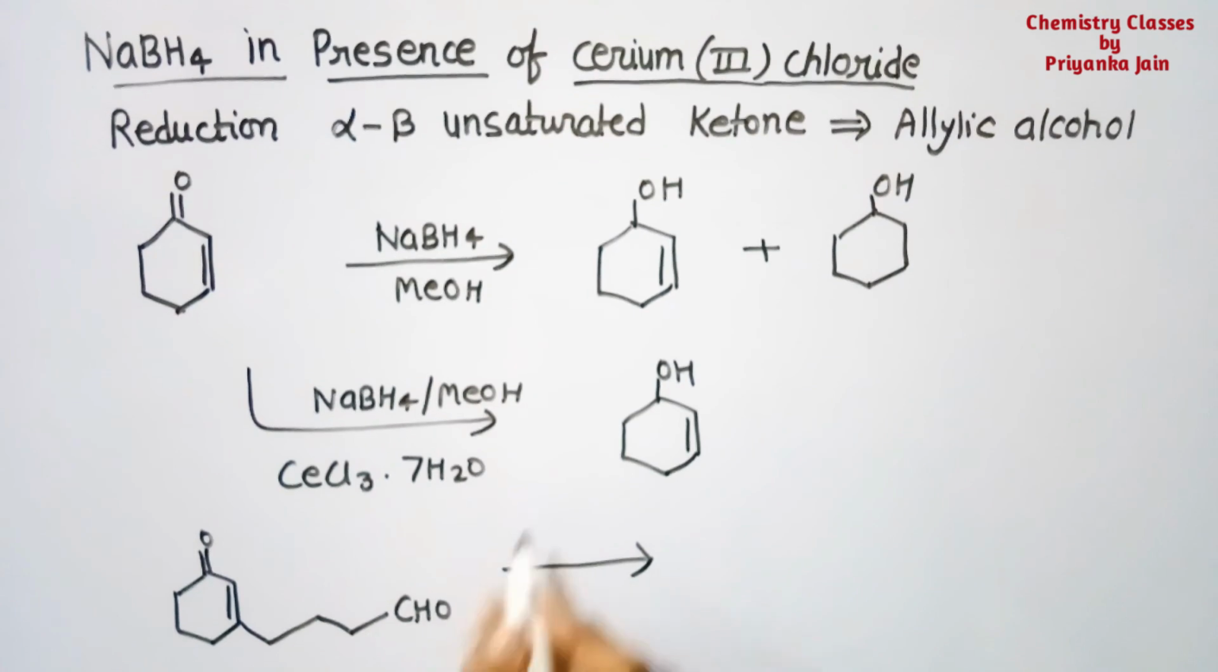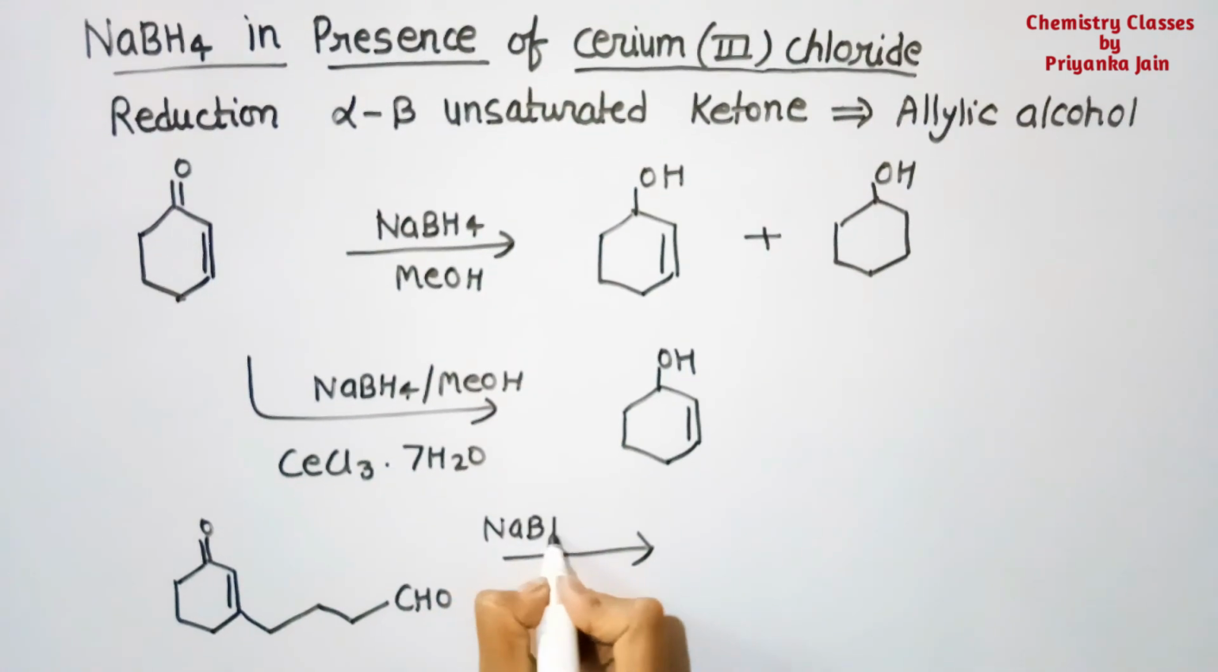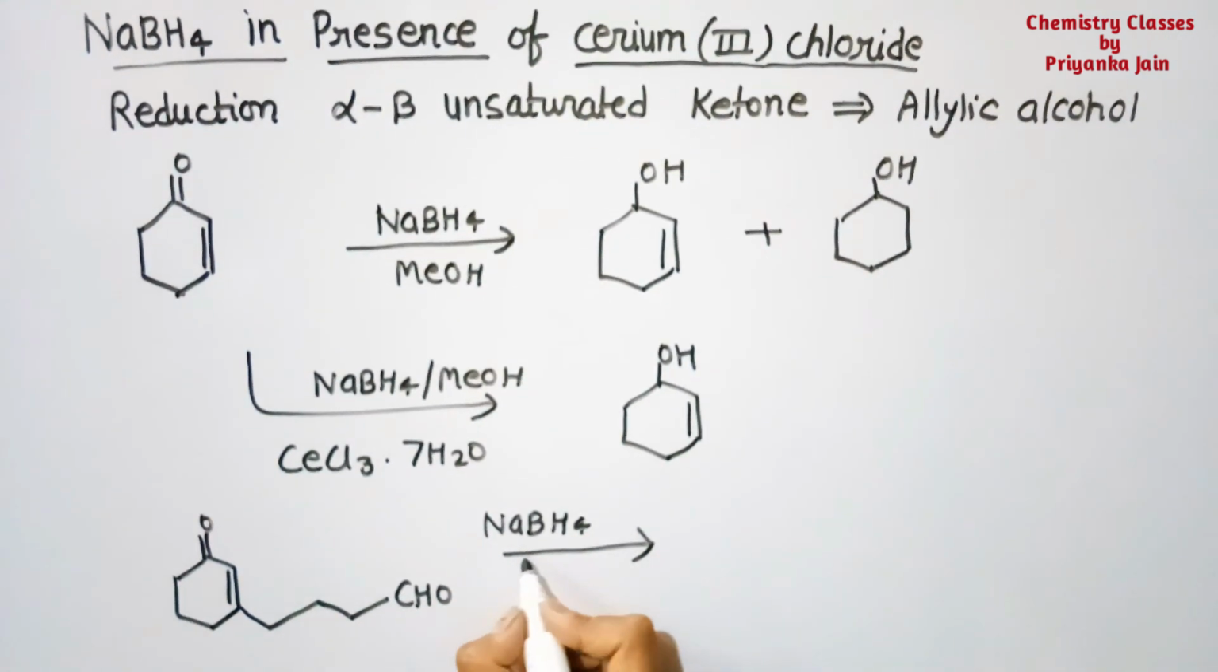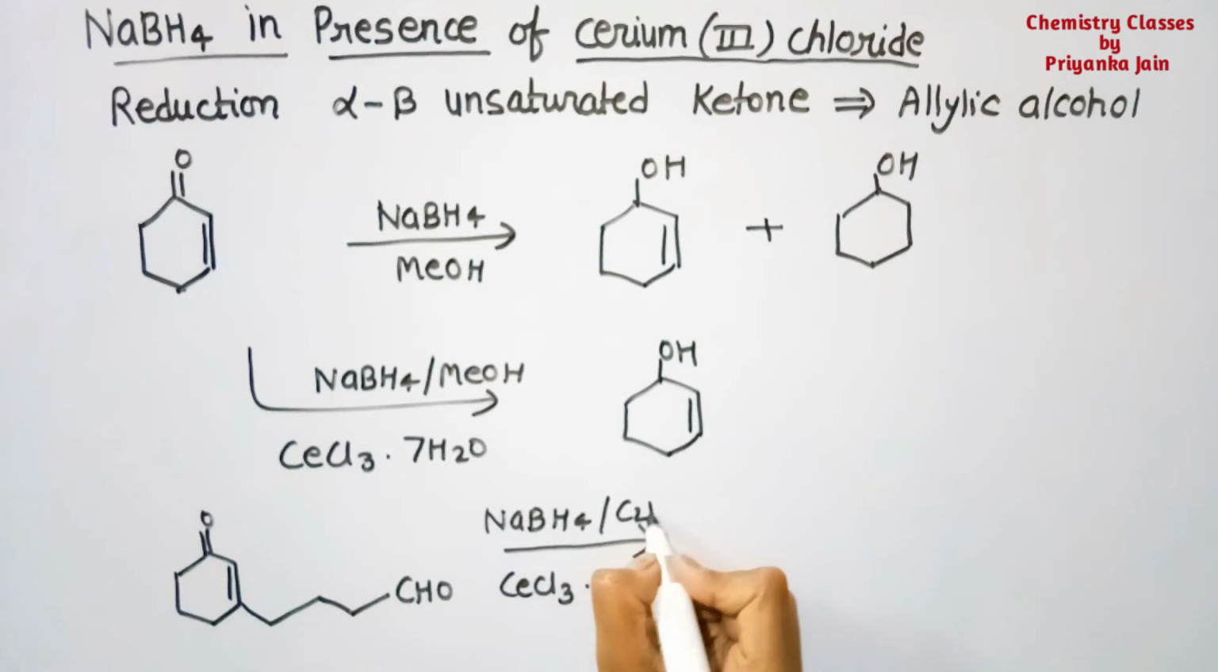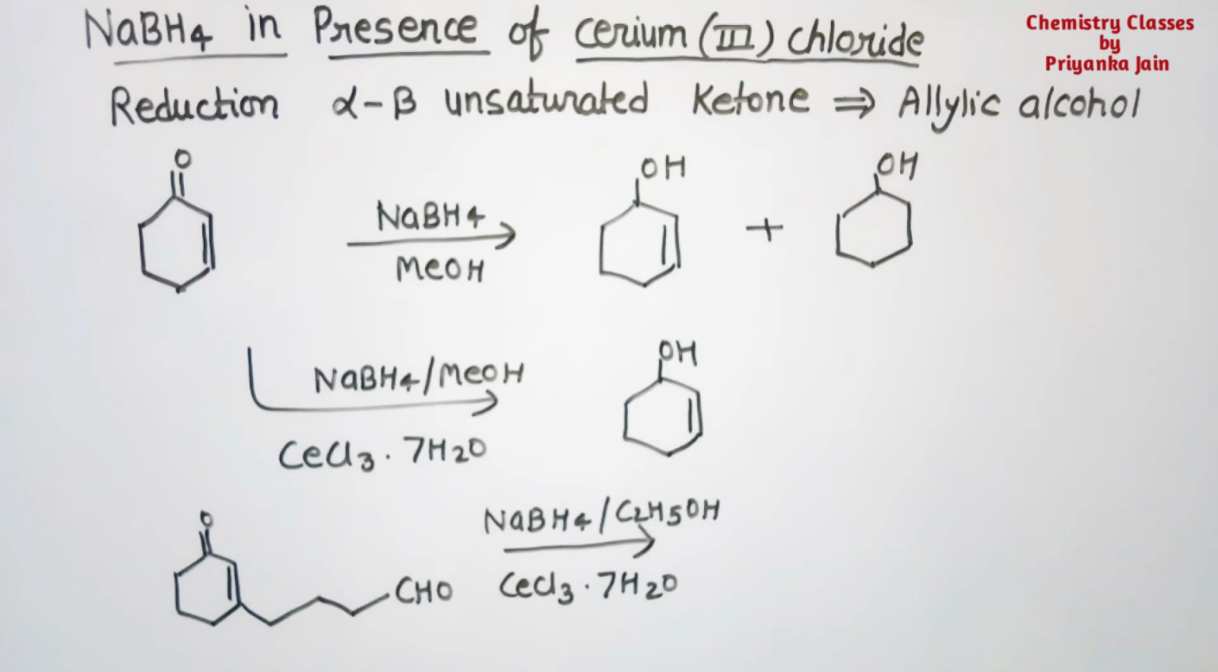This is our compound, and when we are treating it with NaBH4 in the presence of cerium trichloride, alcohol is always present. Now what will be our product? Here this aldehyde group is present, but it will not touch it. It will selectively reduce this group. So it is highly selective in the presence of cerium trichloride. This will convert to an OH group and the whole thing remains as it is.